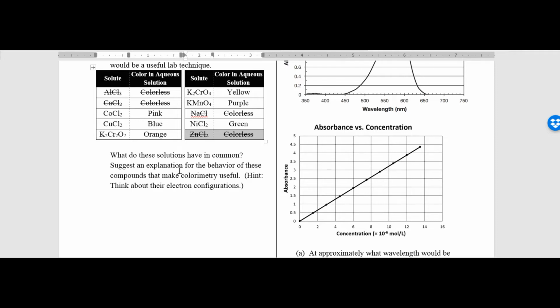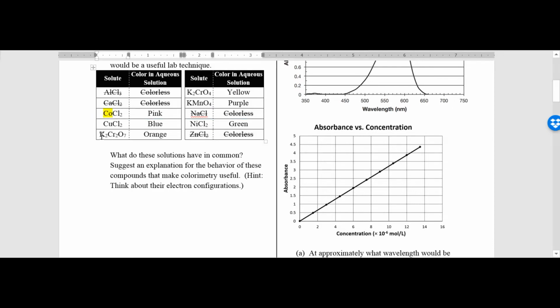Can't remember off the top of my head right now. Alright, all of those ones right there give us a color solution when we put it into water. So what do all those solutions have in common? And it says to suggest an explanation for the behavior of these compounds that make colorimetry useful, and to think about their electron configurations. So pause, think about it. I'm going to move on.